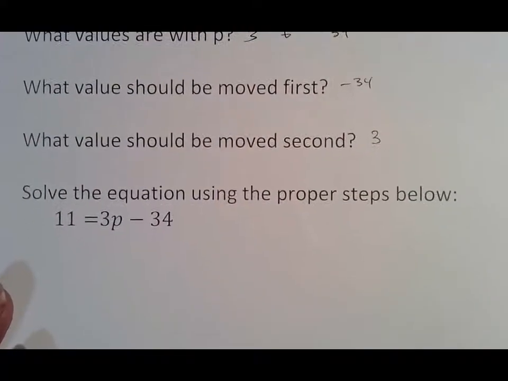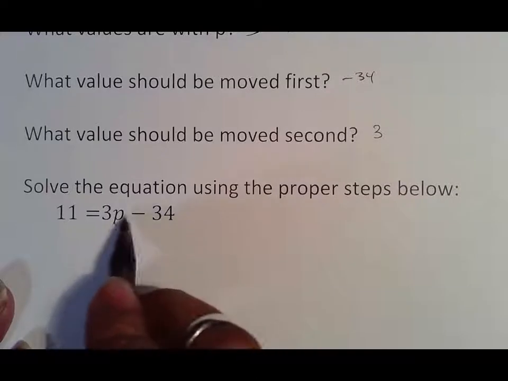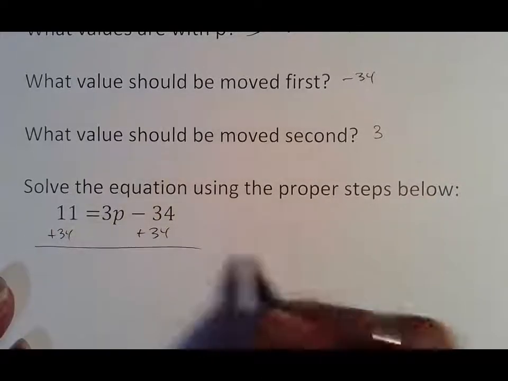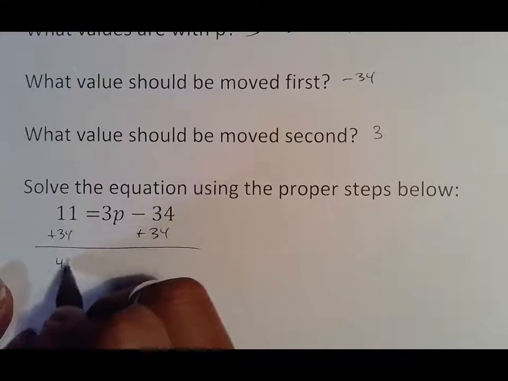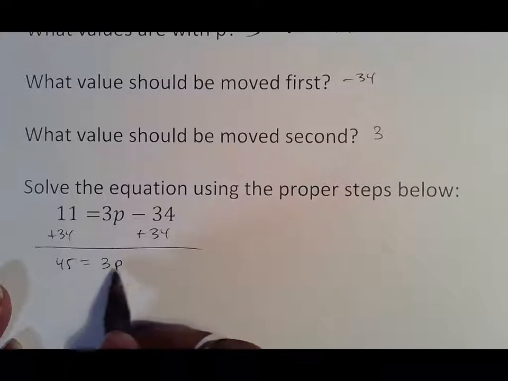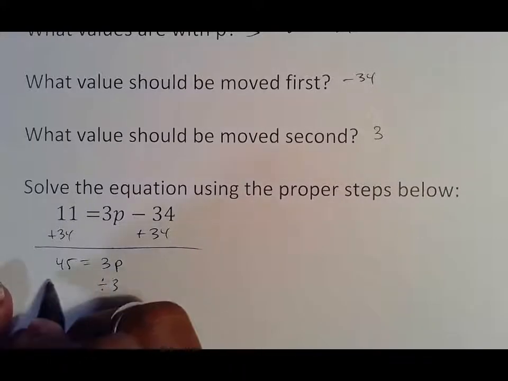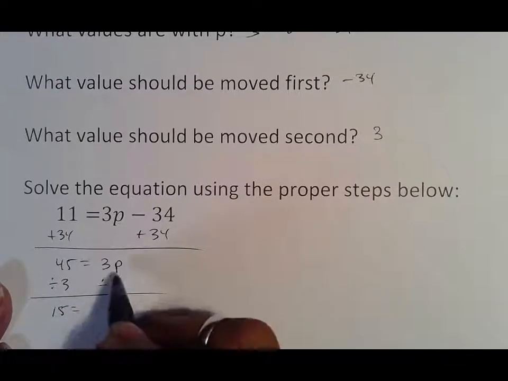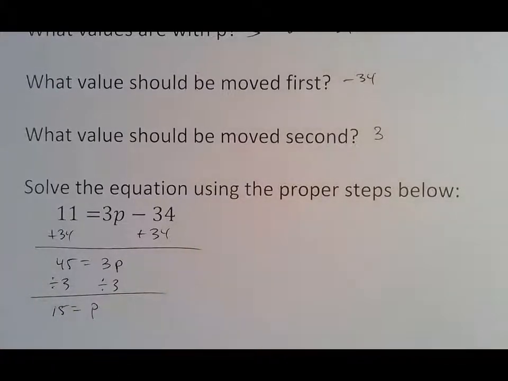Solve the equation using the proper steps. Again, here's the number I want to move. It's being subtracted, so I add 34. I add 34. That makes 45 equals 3p. Again, this is 3 times p, so I will divide by 3, divide by 3. 45 divided by 3 is 15. That goes away, and that's what's left over.